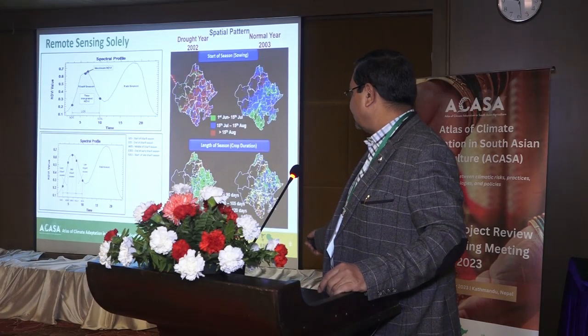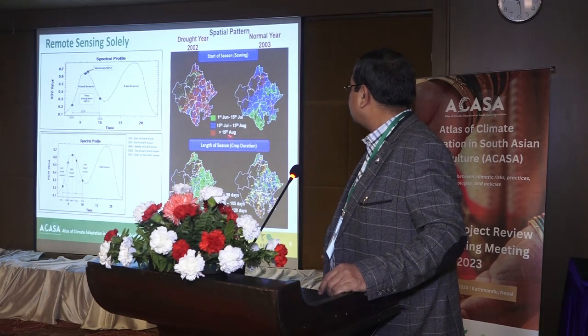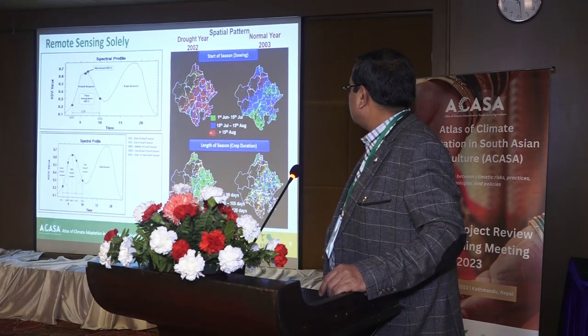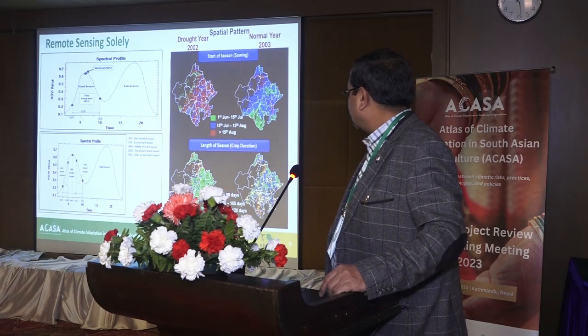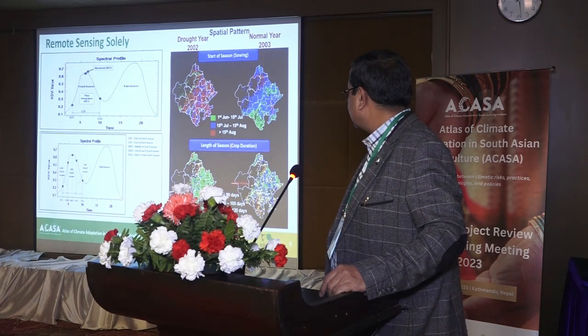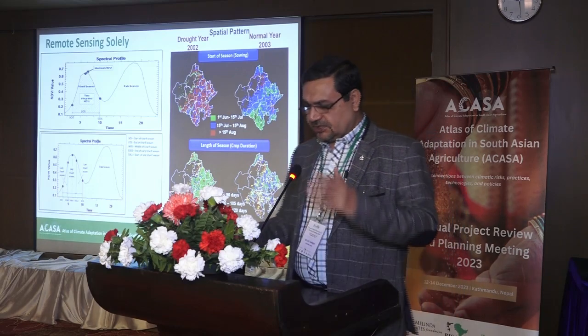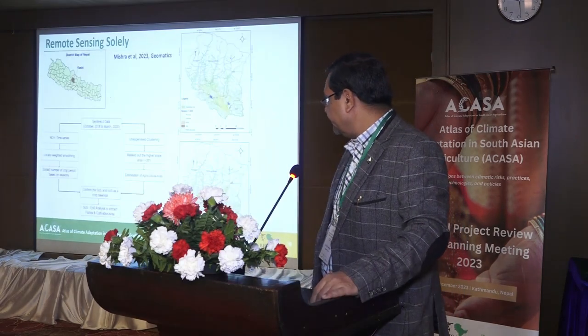Like we did it for the whole of Rajasthan, and we showed that for the drought year, the start of the season was quite delayed as compared to a normal year, as well as the duration of the crop season was much less as compared to a normal season. So these have a high reliability.